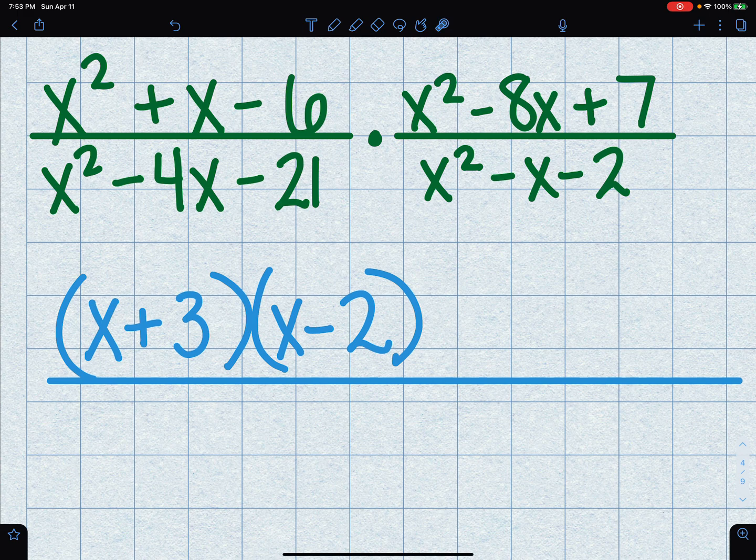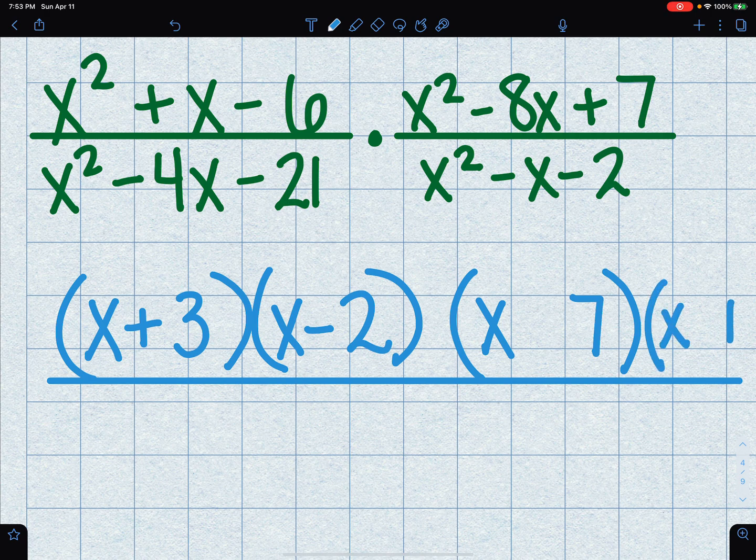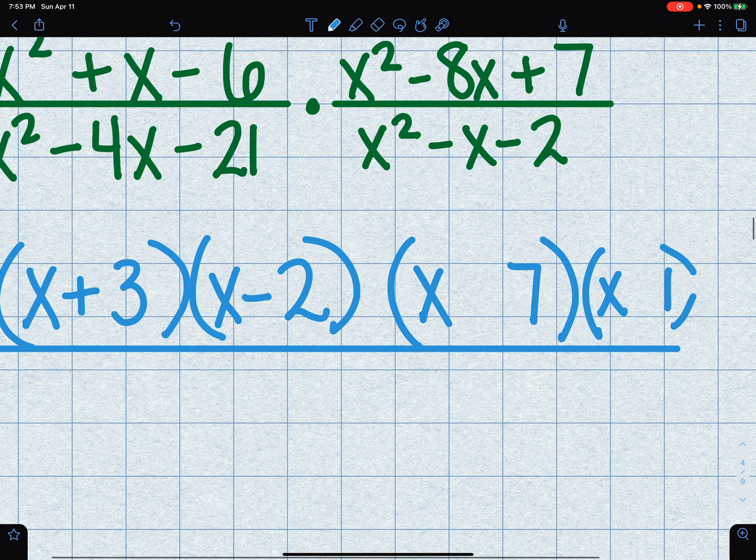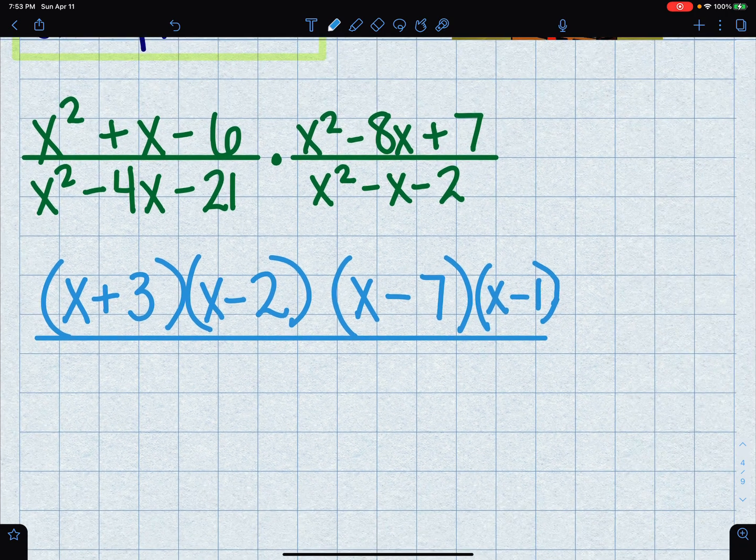So in fact, we could jump ahead and do this other numerator if you want to. The other numerator is x squared minus 8x plus 7 factored out. So if we do that, we've got an x, a 7, and an x and a 1. And it's going to be x minus 7, x minus 1. Okay? Now let's do those denominators.